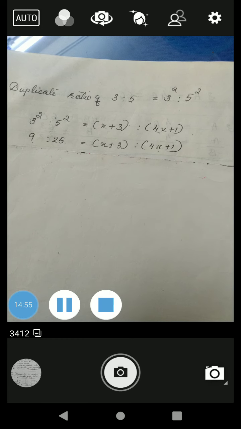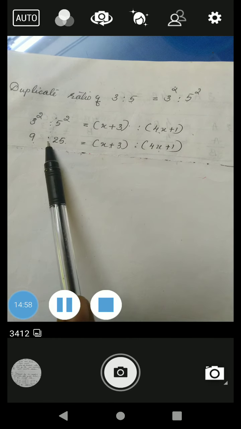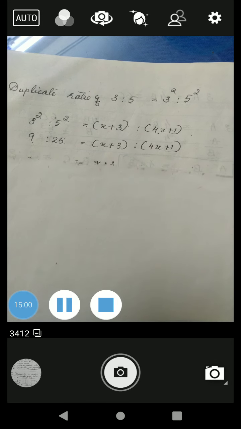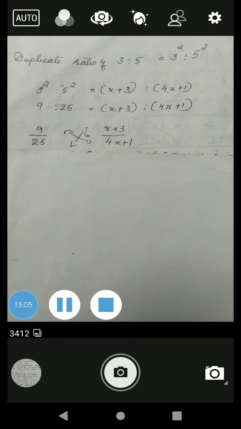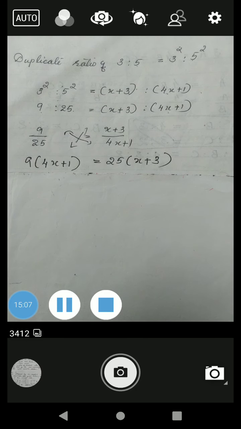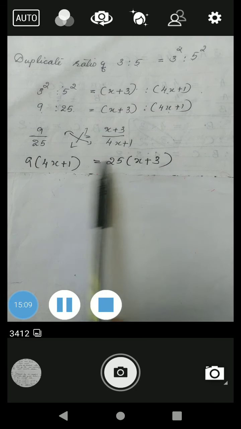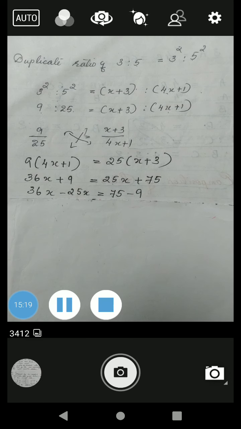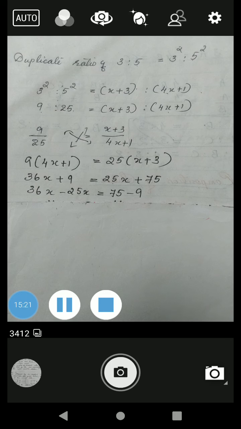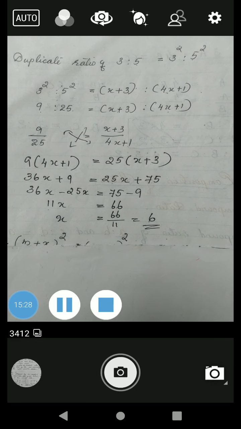Now, just to simplify, 9 is to 25 is equal to this. And we can express this in fraction form. Look here. And just cross multiply and simplify, you will get the answer. 9 into 4x plus 1 equal to 25 into x plus 3. That is 36x plus 9 is equal to 25x plus 75. That is 36x minus 25x equal to 75 minus 9. So 11x is equal to 66. That is x is equal to 6.